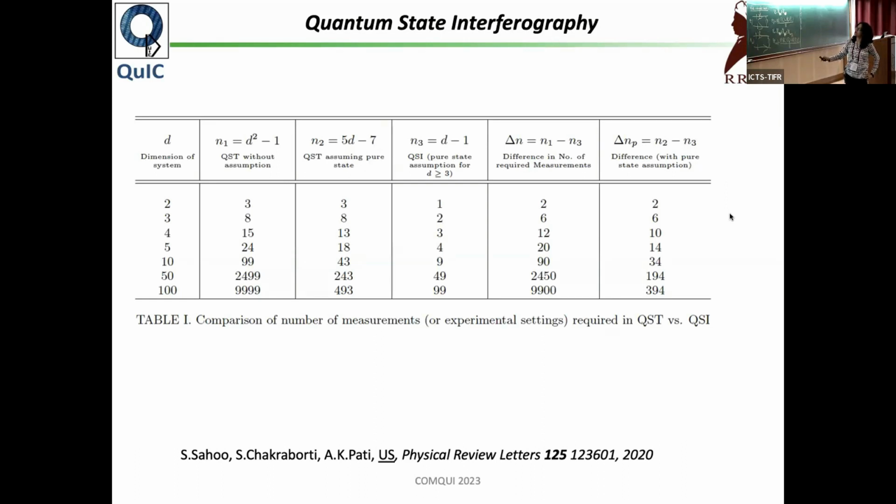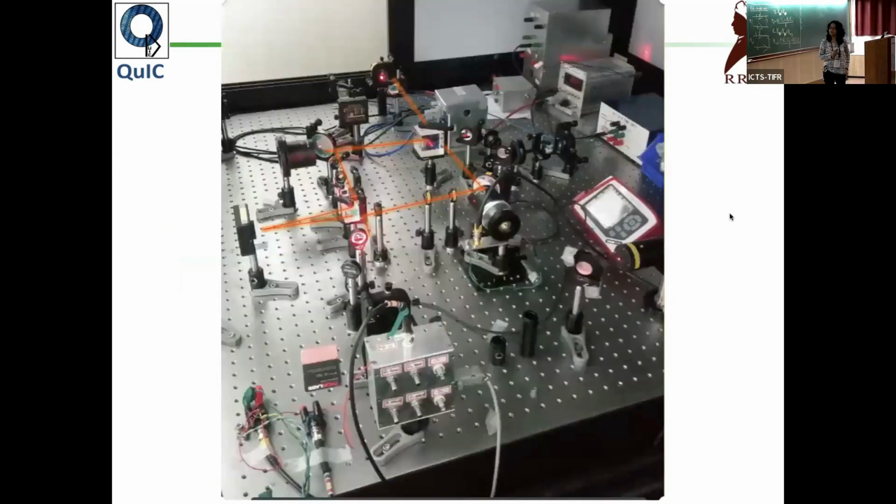If you have this as the dimension of the system, and you do quantum state tomography without any assumption, when you go to 100D, this is the number of measurements you would end up requiring. But for quantum state interferography, obviously the scaling is linear. We have D-1 measurements as opposed to D²-1. And the best you can do with a pure state assumption, which was shown by a different paper, is 5D-7. So naturally, we have reduced this, and D-1 is much better than the previous exposition.